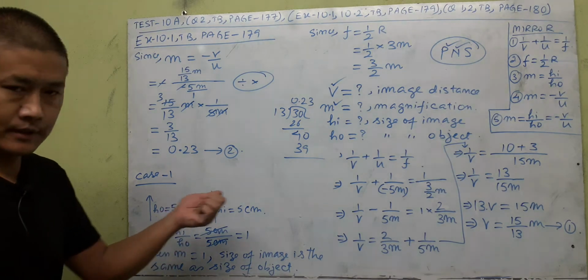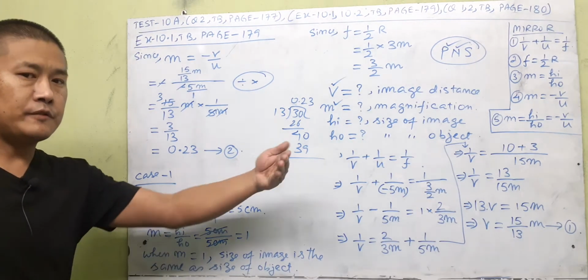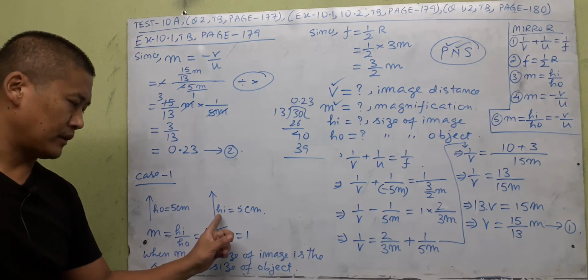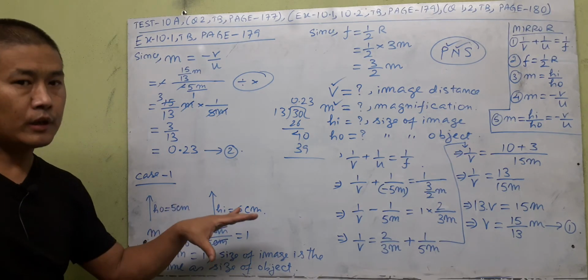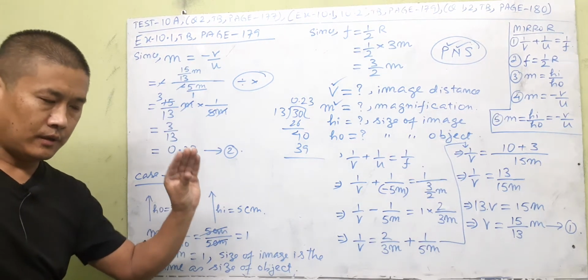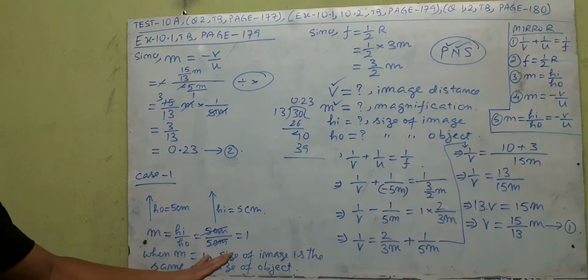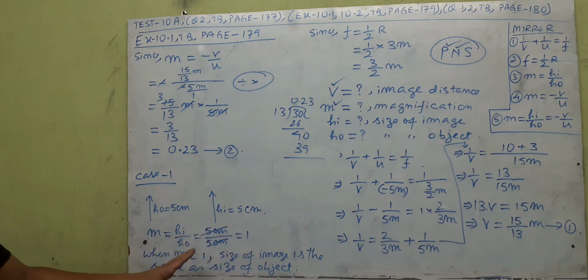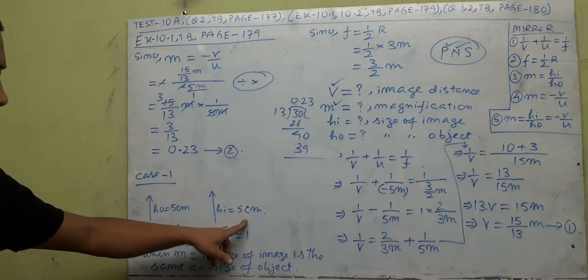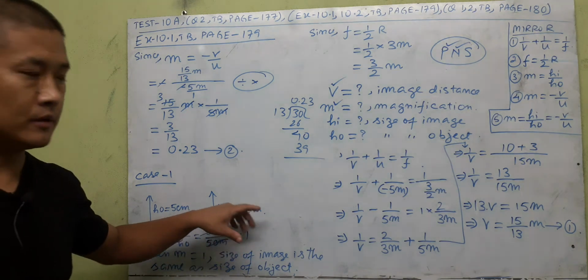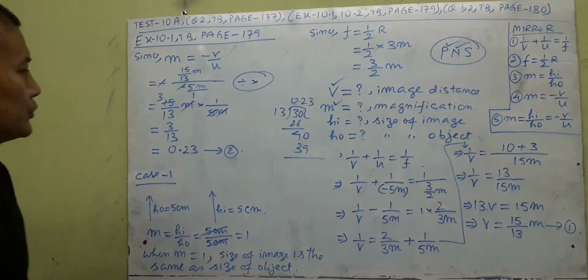It doesn't tell us the exact size, but it tells us the relative size. That is, whether comparing image to object, are they equal or taller? Image is taller, image is diminished. So that's why m is very important. Case 1 is m equal to 1, then size of image equal to size of object. It can be 5 centimeter, 5 centimeter, or even 10 centimeter, 10 centimeter. Case 1.